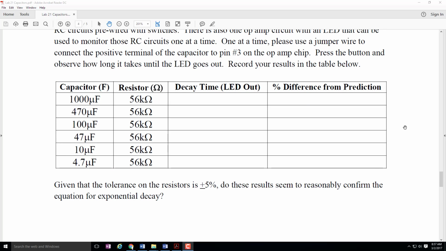My observations are that it was pretty good. It was not super far off. And so what I want to know is, what do you think? Given that the tolerance on the resistors is plus or minus 5%, do these results seem to reasonably confirm the equation that we used to derive the predictions that we made?